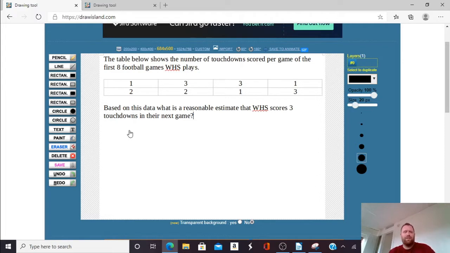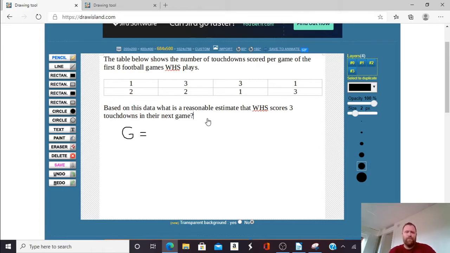So we have to consider the GBT technique. G stands for the number of good outcomes. So that's the number of times that Windham High School scores 3 touchdowns, because that's what we're looking for. So you see in the second game, the third game, and the 8th game, they scored 3 touchdowns. So that was 3 total times they scored 3 touchdowns.